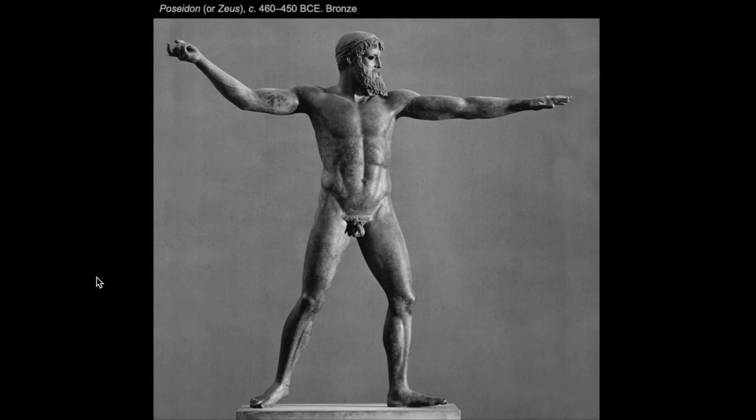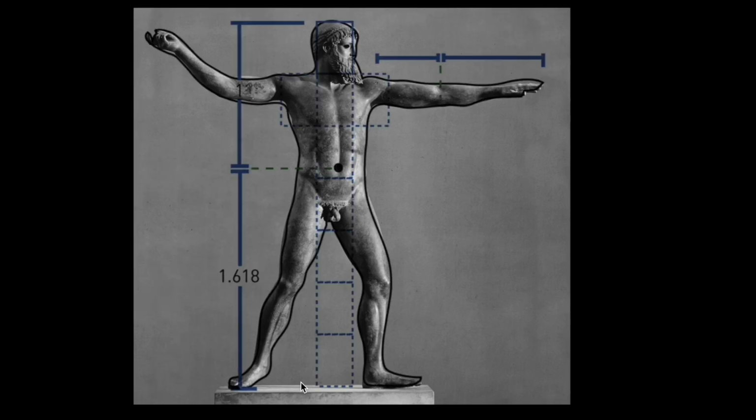This is a statue of Poseidon from 460 BCE made of bronze. As a Greek god, Poseidon had to have the perfect proportions. That's what the Greeks believed in. The sculptor applied a simple ratio using the head as a standard measurement. The body is 3 heads wide at the shoulders and 7 heads high. Opposed to the Egyptians who used the palm and the cubit, the Greeks used the head to get their ideal proportion. So here's the 7 heads, 3 heads wide, and this is a 1 to 1.618 ratio.